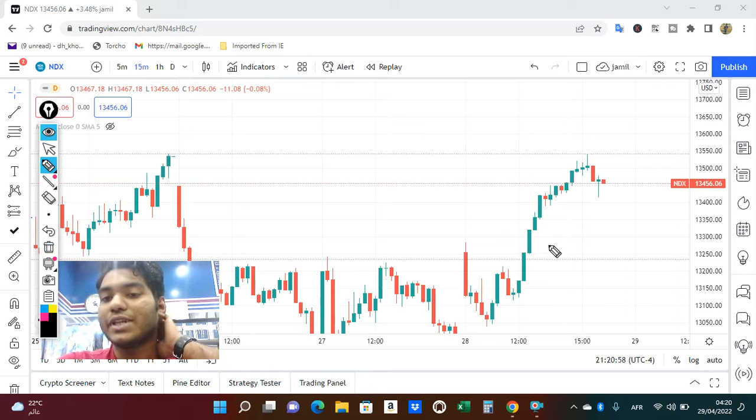Suppose the market directly opens gap down, which could be possible because the Amazon stock's earning report failed.